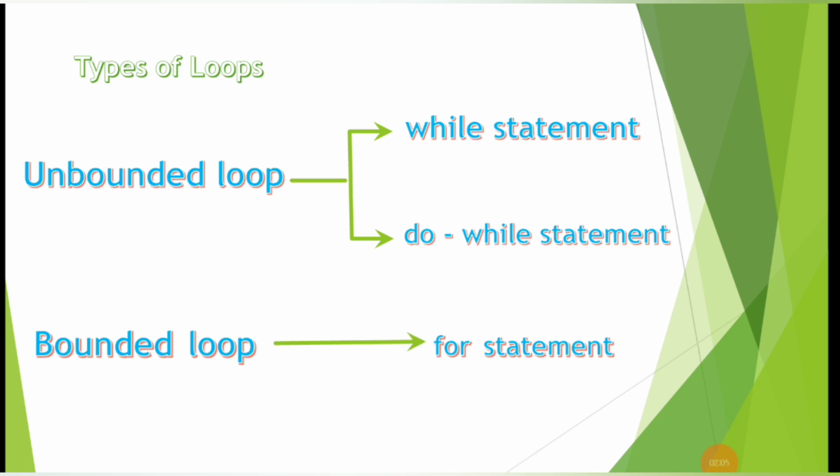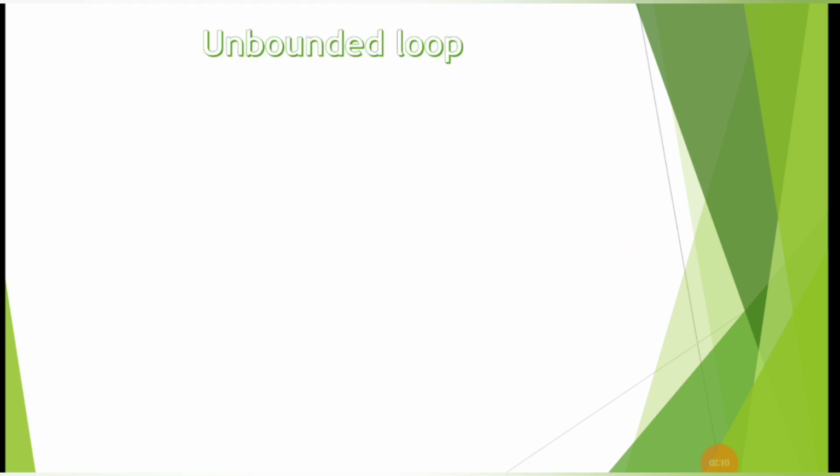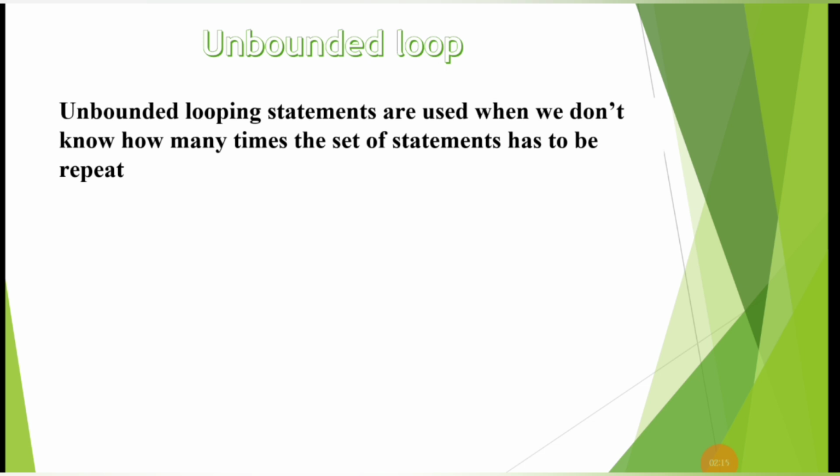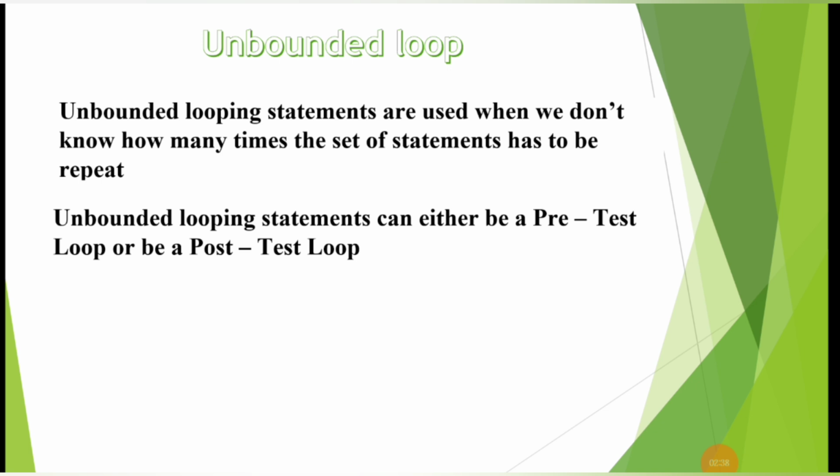First we are going to see about the unbounded loop. Unbounded looping statements are used when we don't know how many times the set of statements has to be repeated. In this circumstance we use an unbounded loop, where we don't know how many times the statement has to be executed. Unbounded looping statements can either be a pre-test loop or a post-test loop.